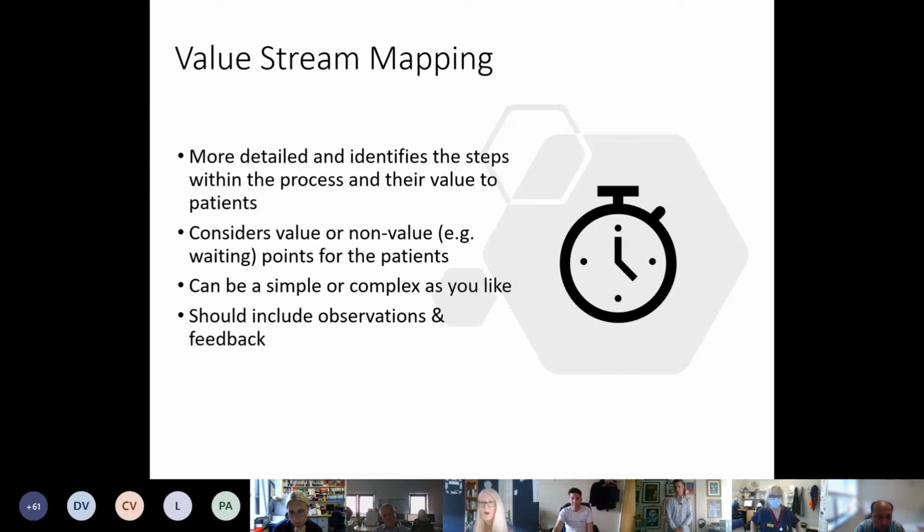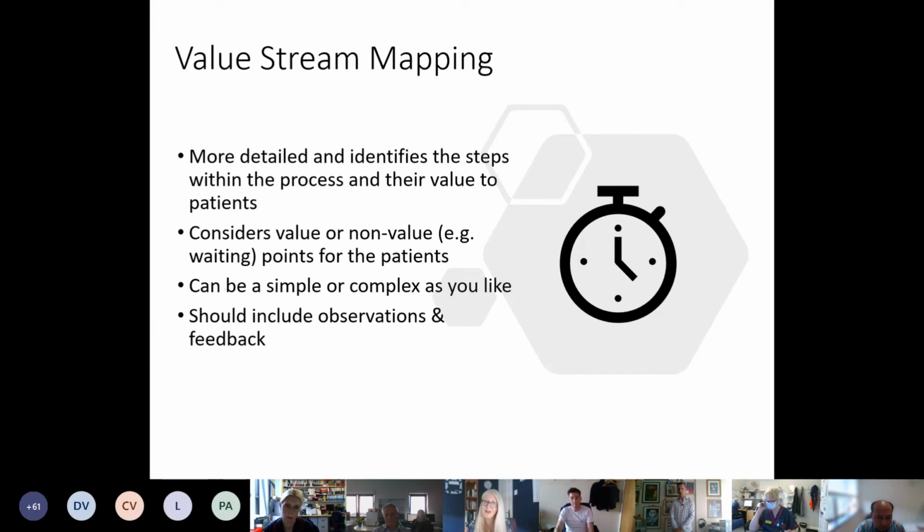When you've done a process map at whatever level you think is useful for your project, Nick and I are big fans of value stream mapping, and it's another additional point you can add to a process map. So this brings in a little bit more detail. It's a little bit more around the observation as well, and you can identify the steps within the process and their value to patients. So when we consider value and non-value added time in healthcare, we generally are thinking about points in the pathway where patients may not be having a huge benefit, and it might be where they're waiting for something. It can be as simple or complex as you like, as with the other one, and you can always just have a go. And it should include observation and feedback.